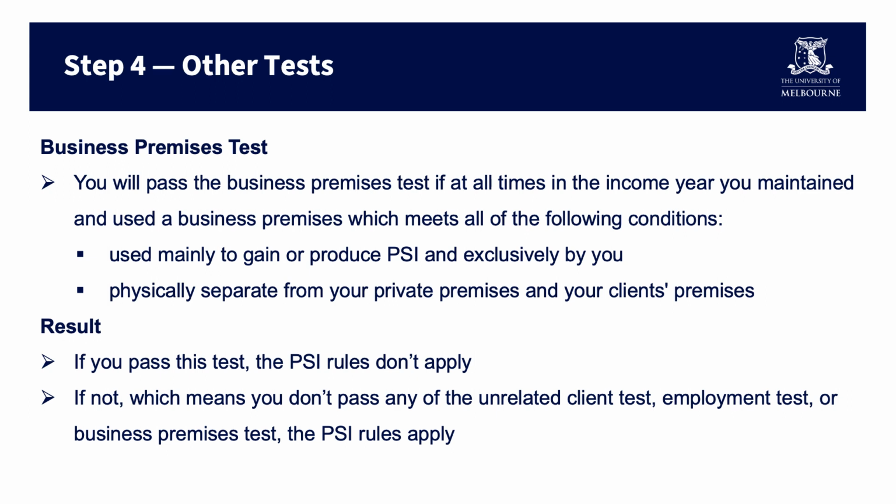And the third subtest is the business premises test. You will pass the business premises test if at all times in the income year you maintained and used business premises which meet all the following conditions in this slide. If you pass this test, the PSI rules don't apply. If not, which means you don't pass any of the tests, the PSI rules apply. However, if you believe your circumstances were unusual, you can apply for a PSB determination.